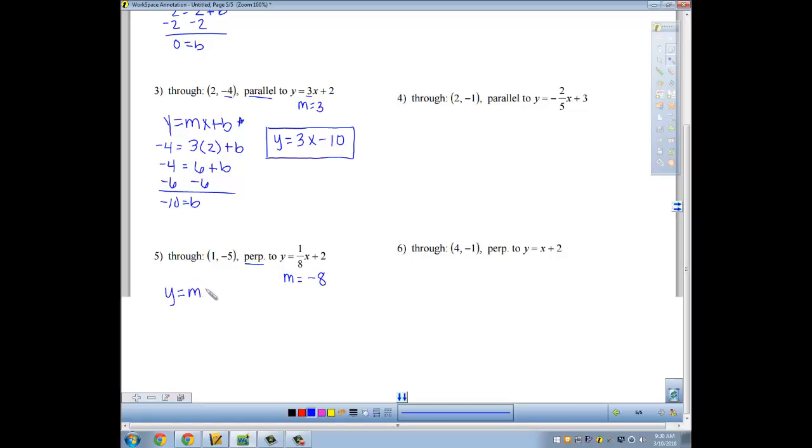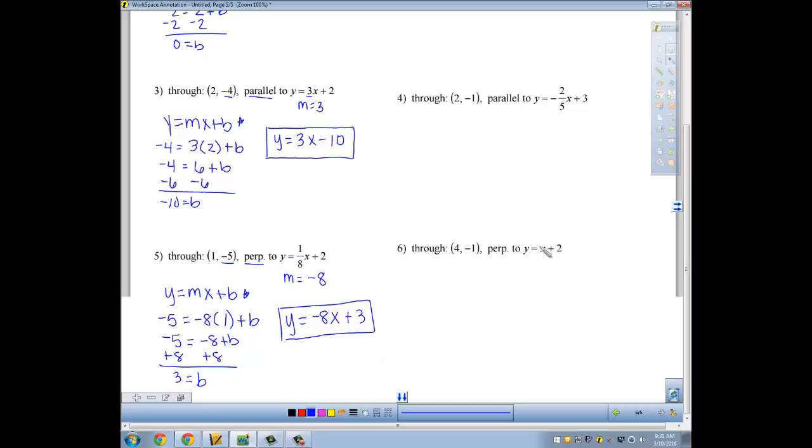Again, we're going to have it in this form. My y was negative 5. My m was negative 8. My x was 1. Don't know b. So negative 5 equals negative 8 plus b. Add 8 to the other side to get b by itself to get 3 equals b. So when I go to write my equation, again in this form, m was negative 8, b was 3, so plus 3.